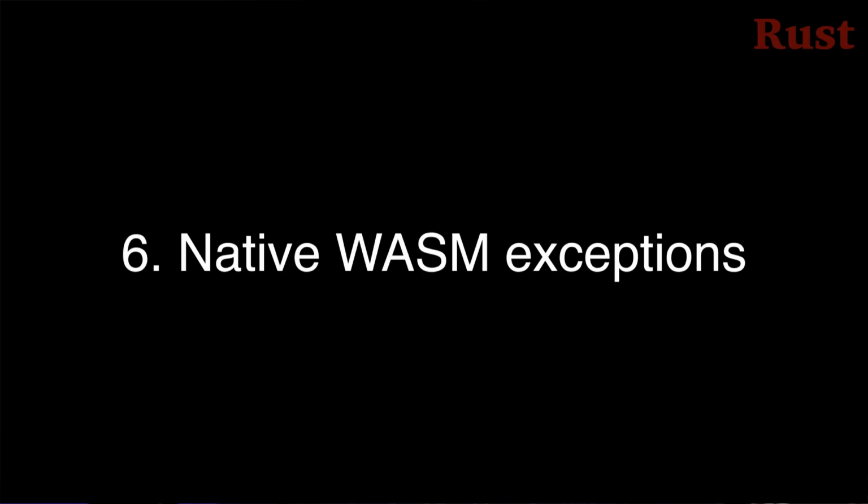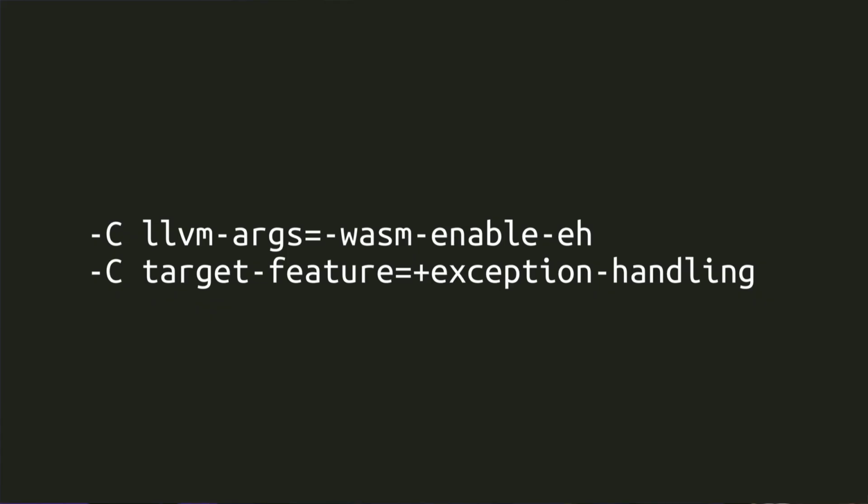Number 6. The first bit of native WASM exception support has landed. However, the standard library has not yet been adapted to support it, and there are a couple of rough edges. But if you want to try it, here are the flags you need to pass to rustc to enable it. I'm always excited to see progress on the WebAssembly front.